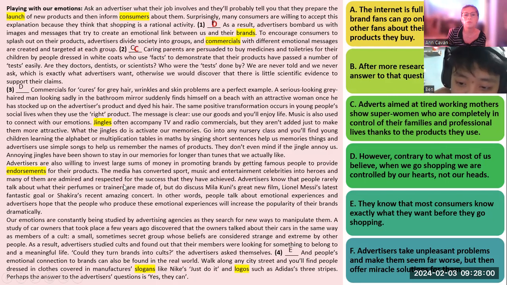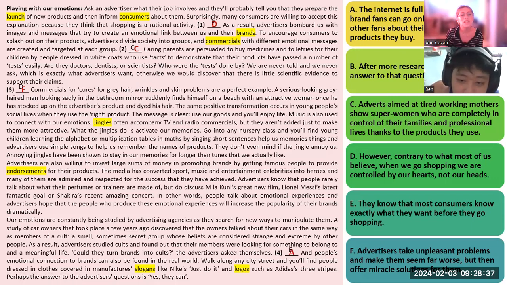Caring parents are persuaded to buy medicines and toiletries for their children. Okay, letter C. Adverts aim to target working mothers to show superwomen who are completely in control of their families. This one, oh, you changed this one, Ben. Commercial procurers, that's letter F. Unpleasant problems. Okay, so gray hair, wrinkles, this one. And number four, it's A.